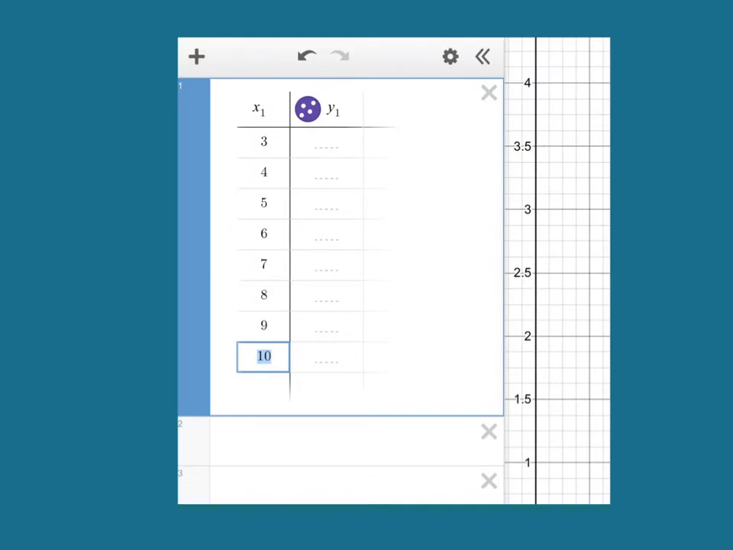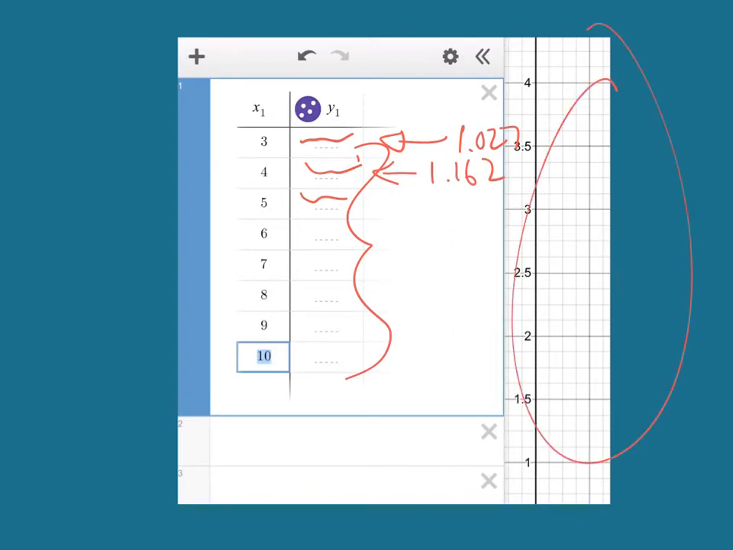Once you get into the table, you're going to enter in your values. So just for the record, the first value here is 1.027. The next one should be 1.162, so on and so forth. And you're going to have all these values. And what's going to happen over here on the graph is these dots are going to start to fill in, right? And you're going to get something that looks like that. It's going to be a positive motion.